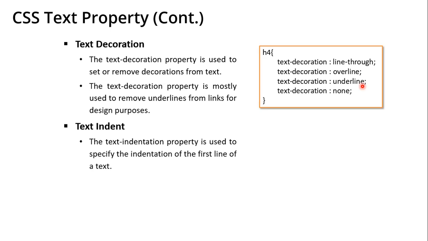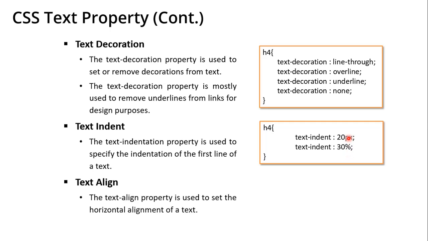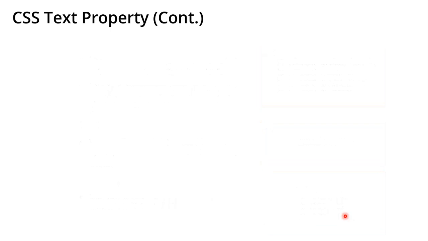Text indent. The text indent property is used to specify the indentation of the first line of the text. It may be 30% or 20 pixels, like this. Text align: right, justify, left, center. We have all these options in Microsoft Word, so we can align our text right, left, justify, or center. You have to write these in the properties. So this is the property and this is the value.